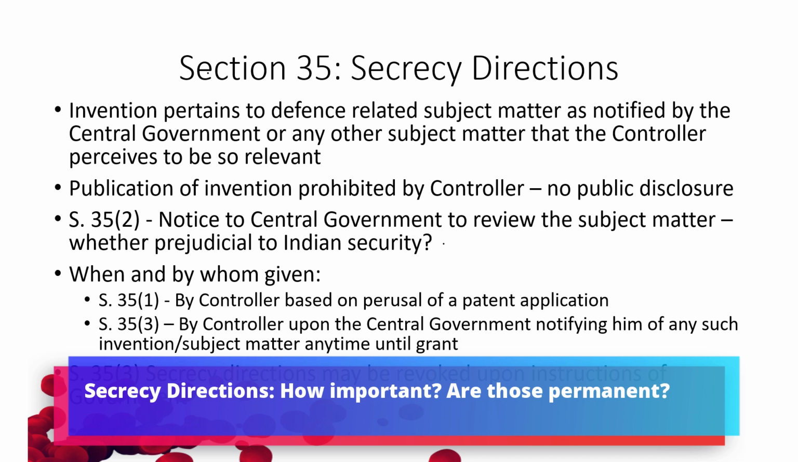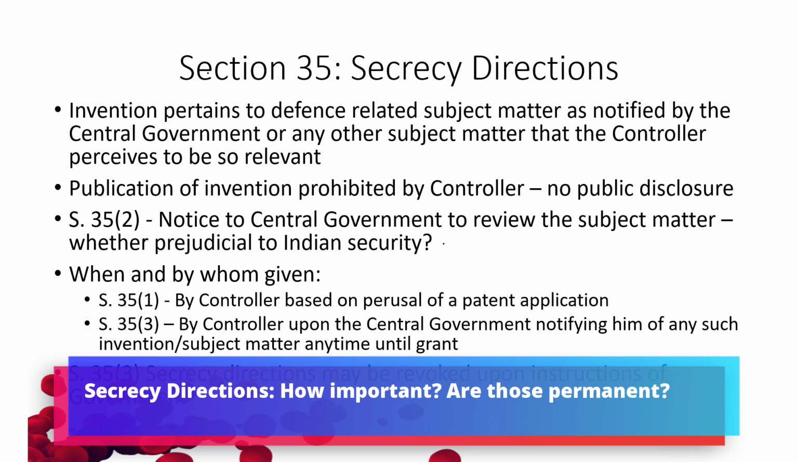You are already aware that for any patent applicant, publication of his invention or patent application is an important step that consolidates his rights. But in specific relation to section 35, it curtails the rights of a patent holder or a patent applicant. His invention, if it relates to a specific type of subject matter, won't be published unless and until there is a clearance given by the central government, as we'll see in the next few provisions.